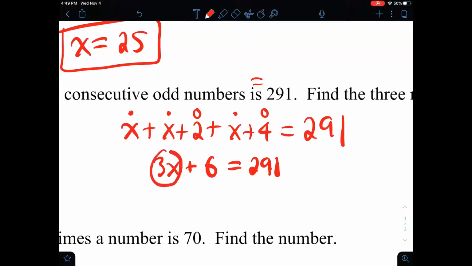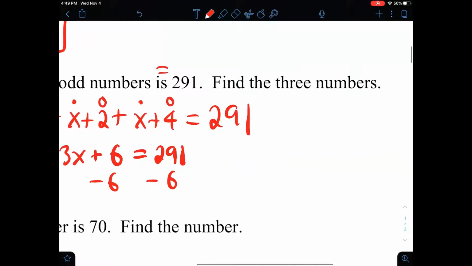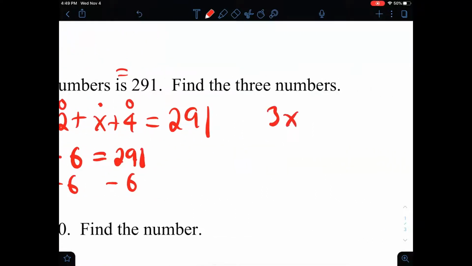Now we need to get this 3x by itself. So how do we do that? We need to subtract 6. So now we have 3x equals 291 minus 6, which is 285.